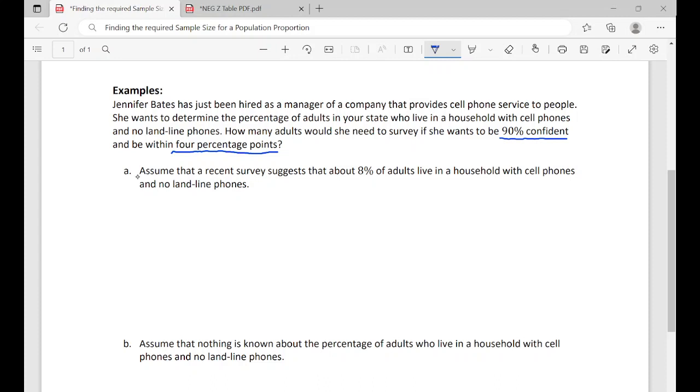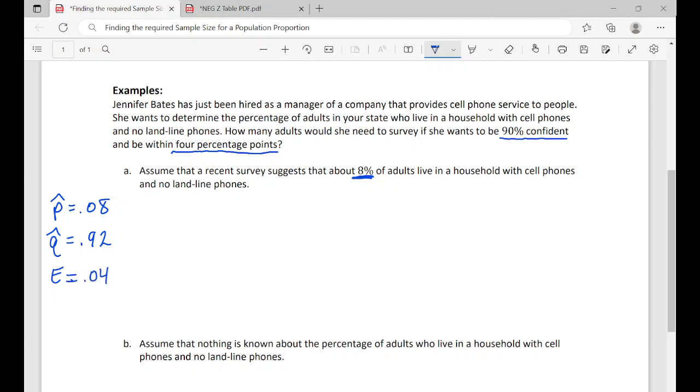In part A, assume that a recent survey suggests that 8% of adults live in a household with cell phones and no landline phones. So we have a p hat value of 8%. So p hat equals 0.08, which means q hat, which is 1 minus p hat, is going to be 0.92. We know from the original question that our margin of error is within 4 percentage points, so E is going to be 0.04.